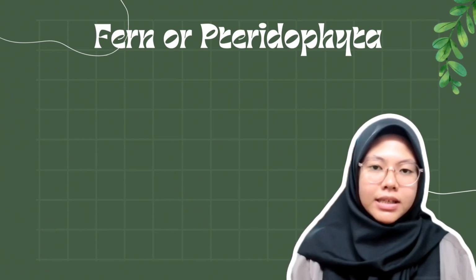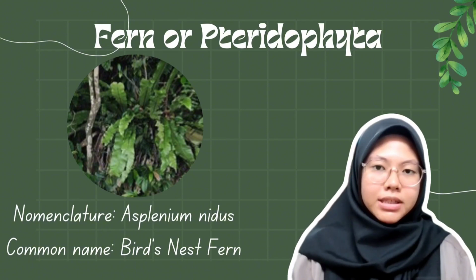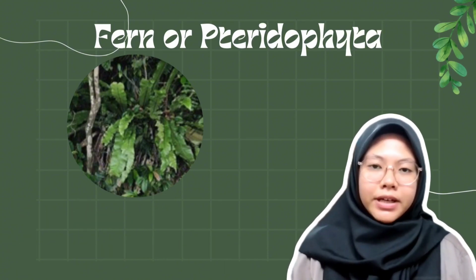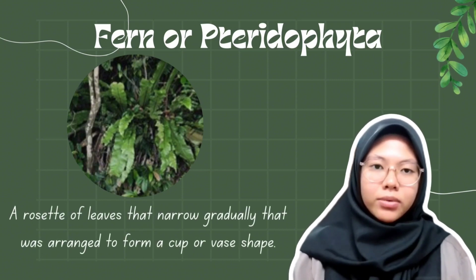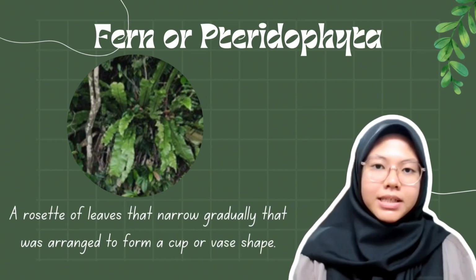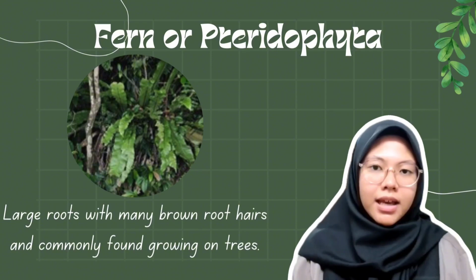The first one is Asplenium nidus from the family Aspleniaceae, or commonly known as bird's nest fern. This fern can be described as having a rosette of leaf that narrow gradually that was arranged to form a cup or vase shape. Bird's nest ferns also have large roots with many brown root hairs. This species is commonly found growing on trees.